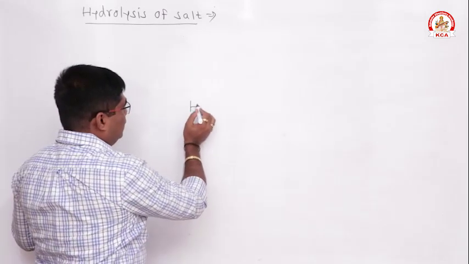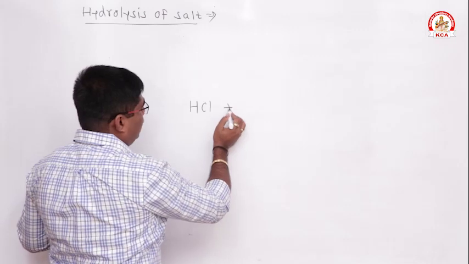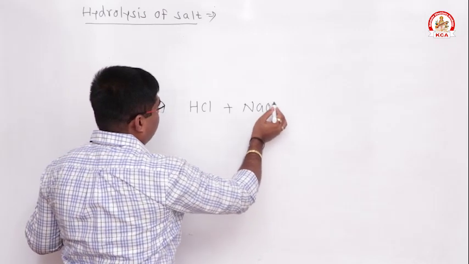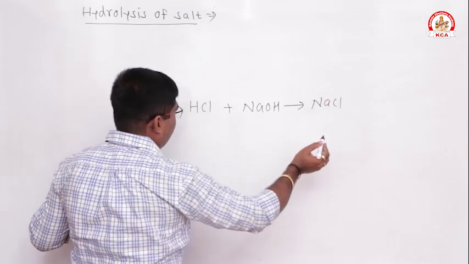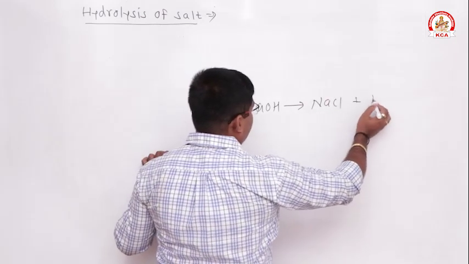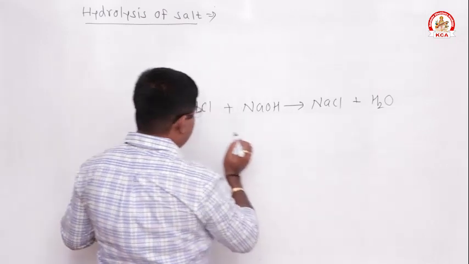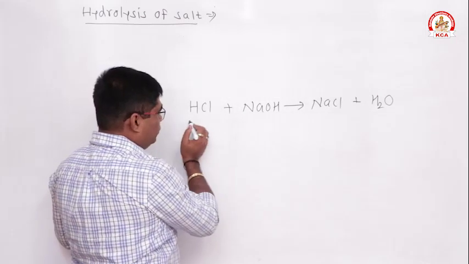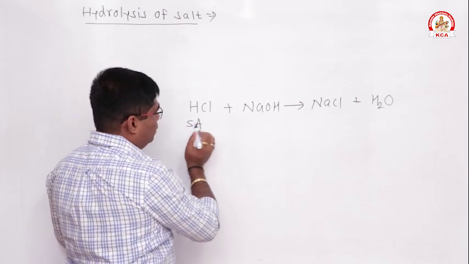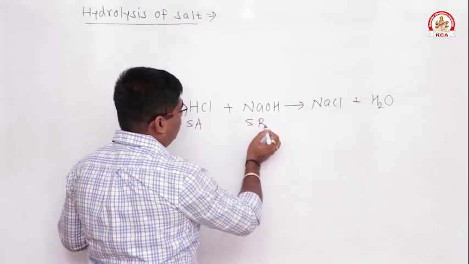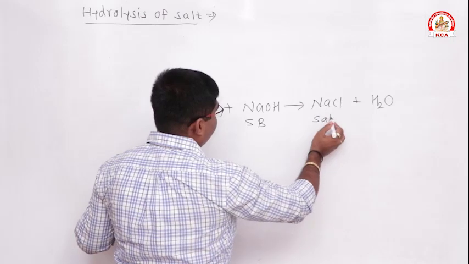As we take the HCl, react with NaOH, it gives NaCl and H2O. This is the acid, this is the base. It is which acid? जे आपण लास्ट पिरियडला डिस्कस केलेला आहे. It is strong acid, it is strong base, and this is the salt.